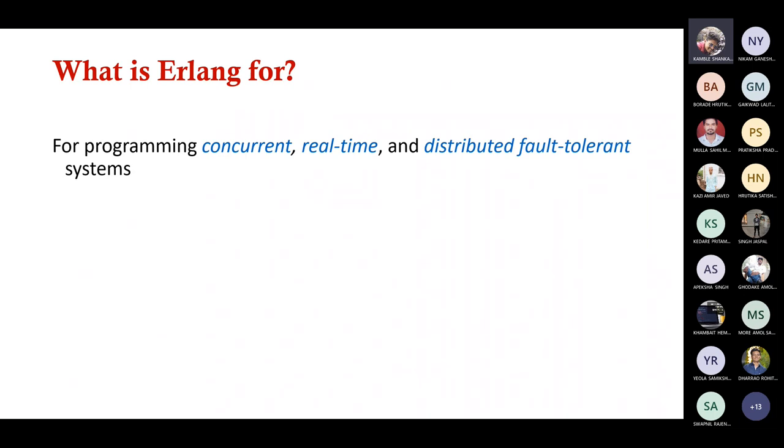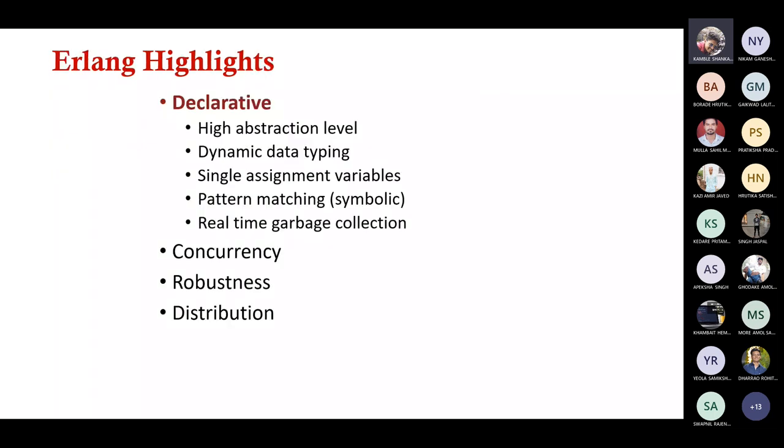So what is Erlang for? Erlang is basically used for concurrent, real-time and distributed fault-tolerant systems. So what are the Erlang highlights? We'll talk about declarative statements, then what is concurrency, what is robustness, and what is distribution. Declarative means we are talking about a high abstraction level, dynamic data typing, single assignment variables, pattern matching, and real-time garbage collection.